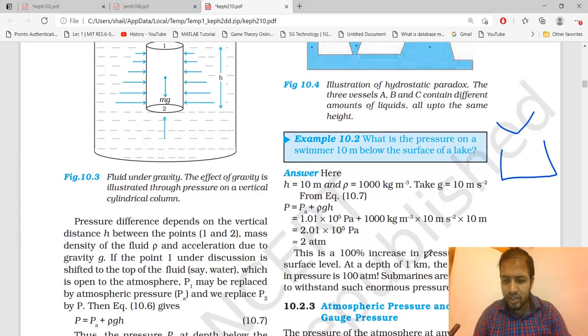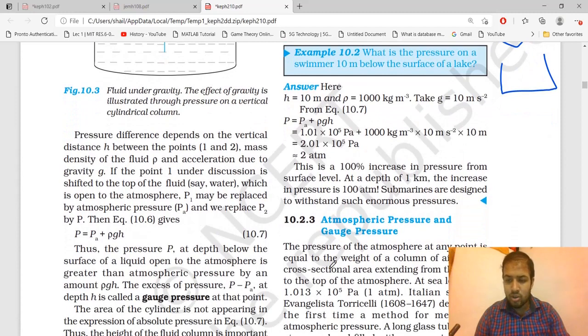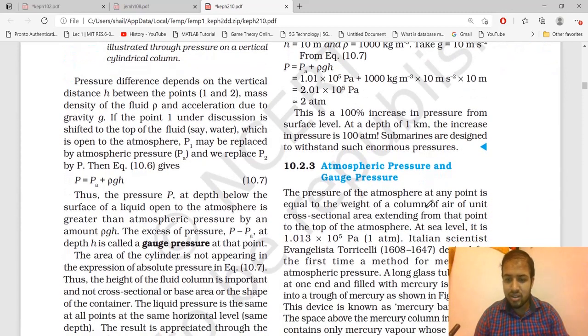This is a 100% increase in pressure from the surface level at a depth of 1 kilometer. The increase in the pressure is 100 atmospheric pressure. Submarines are designed to withstand such enormous pressure, and we will solve one question: what will be the force at the window of the submarine?